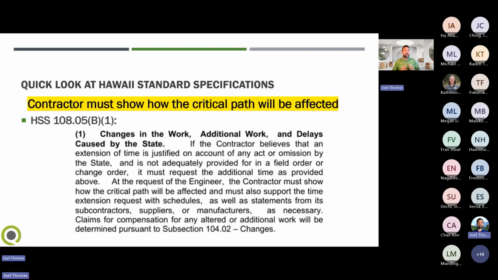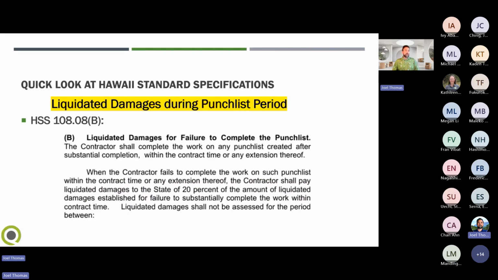Section 10805B1 discusses how the contractor must show how the critical path will be affected. At the request of the engineer, the contractor must show how the critical path will be affected and must also support the time extension request with schedules, as well as statements from its subcontractors, suppliers, or manufacturers. So basically, when they submit the notification to us, they need to also show us how and why this schedule is being impacted and pushed out. And they have to show it on the critical path, why the delay to this activity is causing delay to the entire project.